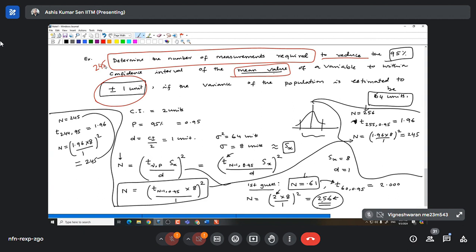So anybody has any question? Sir, this value should be exactly matching, like 245 is equal to 245, or suppose 244.9 or 246, something like that. So will that be considered to be converged? Basically it depends on your judgment, right? I mean, it should be close enough. It may not match exactly.